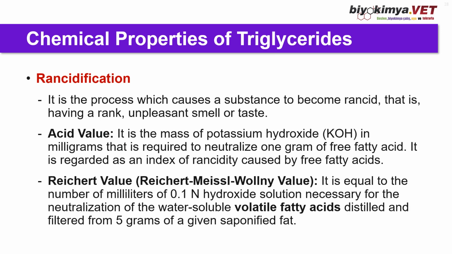And we have another value, Reichert value or Reichert-Meissl-Wollny value. It is equal to the number of milliliters of 0.1 normal hydroxide solution necessary for the neutralization of the water-soluble volatile fatty acids distilled and filtered from 5 grams of a given saponified fat. The Reichert value is an indicator of how much volatile fatty acid can be extracted from fat through saponification. And rancidification, to become rancid, also means to become bitter.